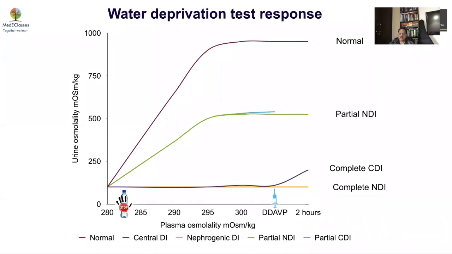It's partial NDI, and in some response, it is partial CDI. So urinary osmolality becomes important. You can use urinary specific gravity as a surrogate if that's not available in this situation.